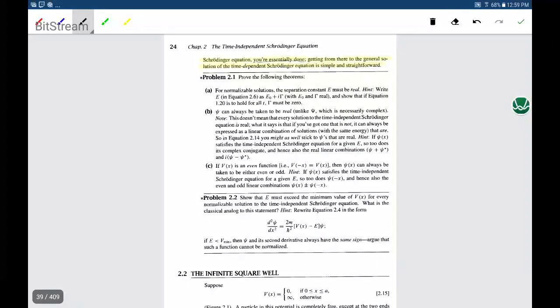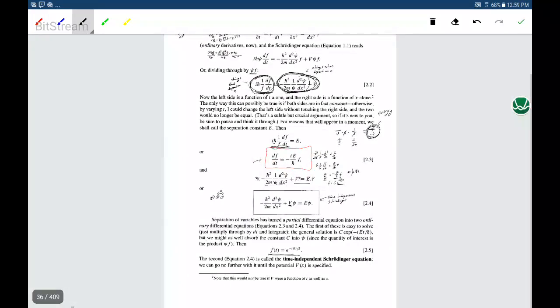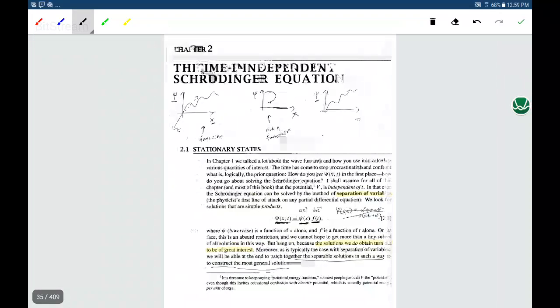That went a little bit long, but hopefully that was helpful in giving you some justification for the rest of the chapter, which is basically just looking at time independent. And that's it for today.